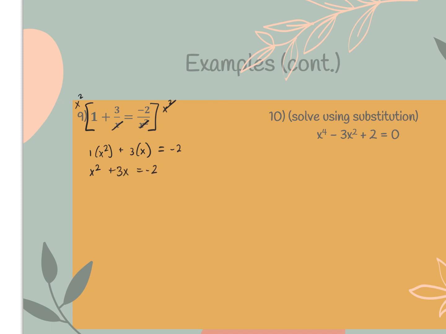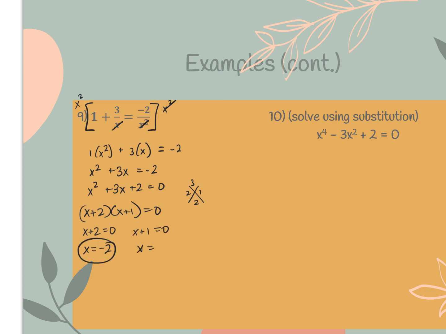Now again, they're asking me to solve, which means this is a quadratic. I'm going to have to bring everything over to the left side, so I'm going to add 2 to both sides, because I've got to get it equal to 0. I need a product of 2 and a sum of 3. That's easy, that's 2 and 1. So x plus 2 times x plus 1 equals 0. So x plus 2 is 0, so x is negative 2. And x plus 1 is 0, so x is negative 1.